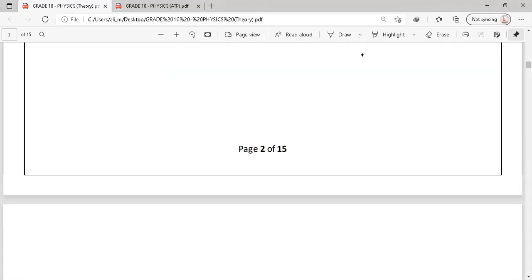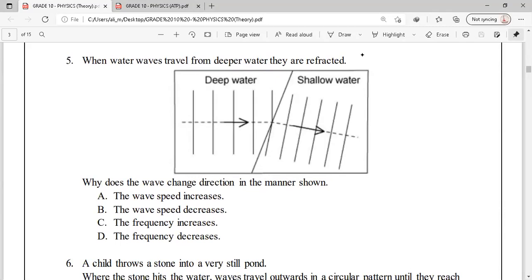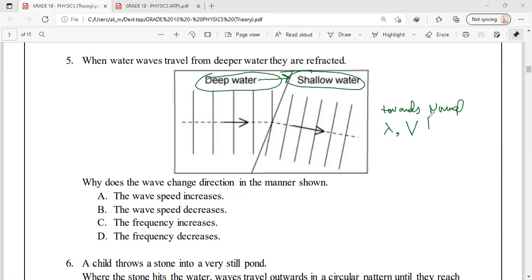Let's come to our question number 5. In question number 5, we have a diagram that shows the bending of water waves from the deep region of water to the shallow region of the water. Whenever a wave travels from deep to shallow, there are some changes. The first one is the change in direction, that is, towards the normal. The other changes that occur in this phenomenon are in the speed and wavelength. Both these characteristics of the wave decrease while the frequency of the water waves remains the same. So the wave speed decreases is the right answer.